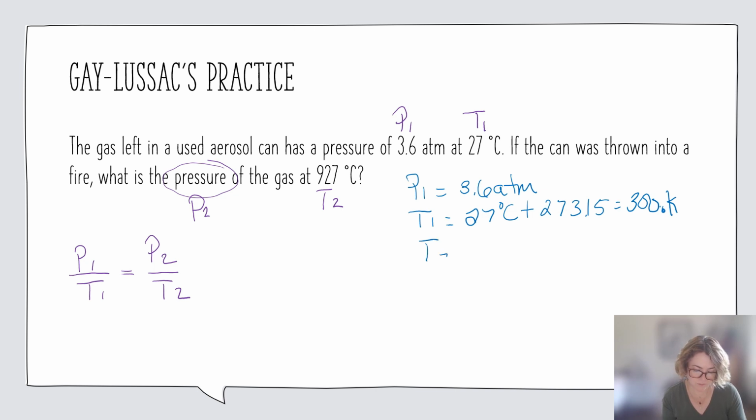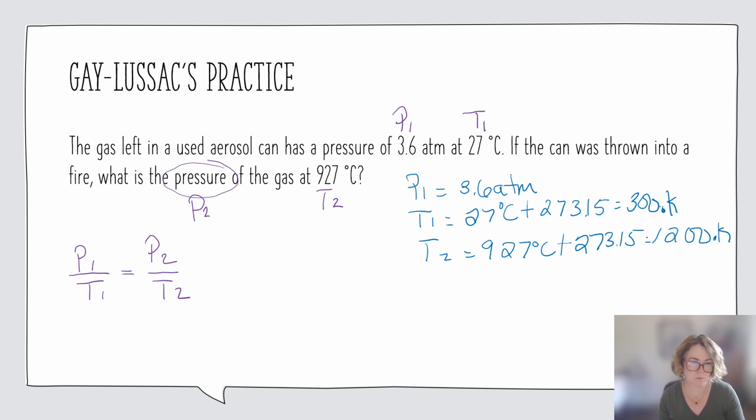T2 is 927 degrees Celsius, and again I want to make sure I convert that. That's going to be 1200 Kelvin, and again make sure you include that decimal place. And then P2 is what I am looking for.